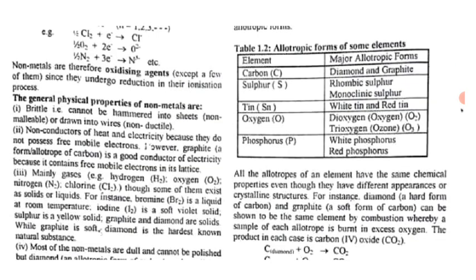The general physical properties of non-metals are that they are brittle, meaning they cannot be hammered into sheets. That's the opposite of malleability. They also cannot be drawn into wires.